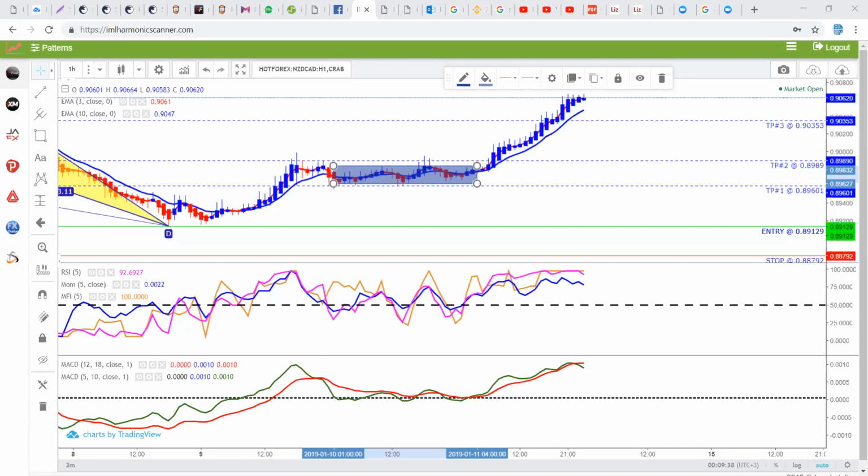I want everybody to contribute. Adeleke said 100 pips. Innocent said 250 pips. Who else? Where are other people now? We have 14 here. Somebody said 1,000 pips.